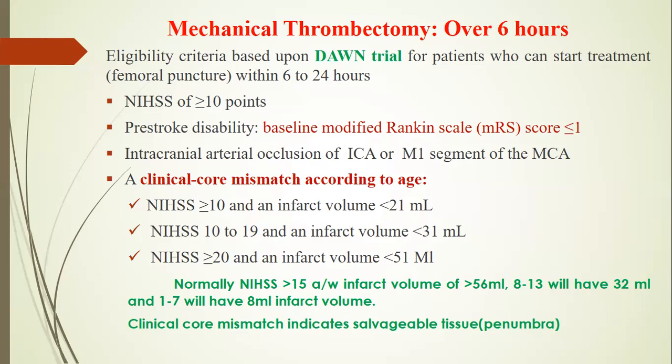These two trials you should remember. Any doubts? No, sir. The concept is: if the severity of NIHSS is more, the infarct volume will be more. If the NIHSS is more than 15, the infarct volume should be 56 ml. If it is less than this, there will be penumbra tissue, that is the salvageable tissue. In that case also we can send the patient for mechanical thrombectomy.